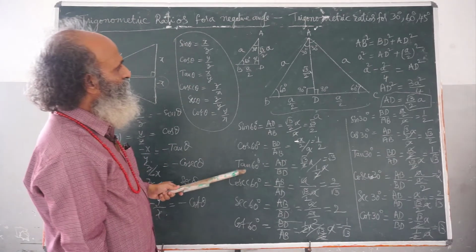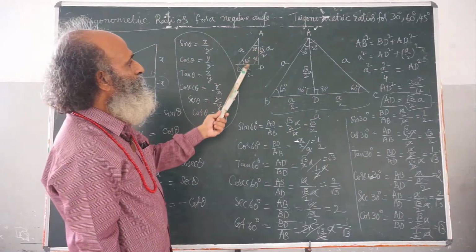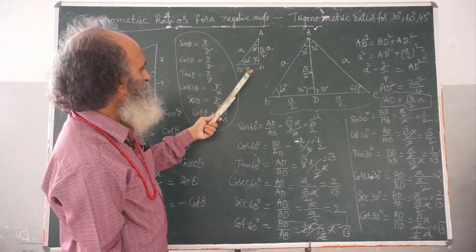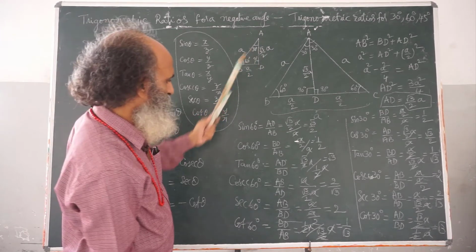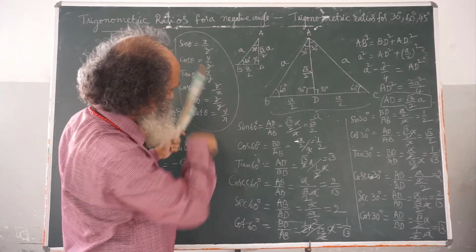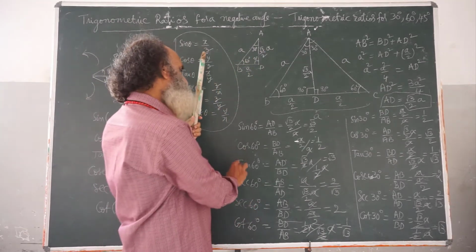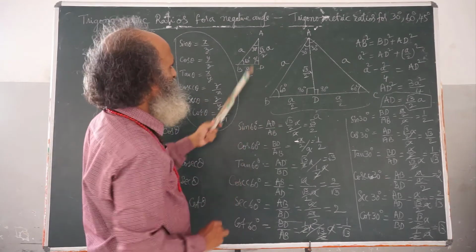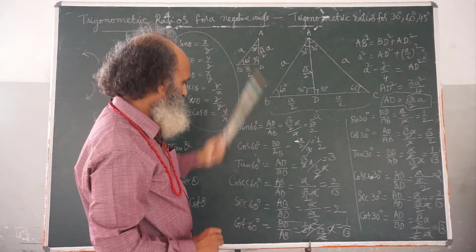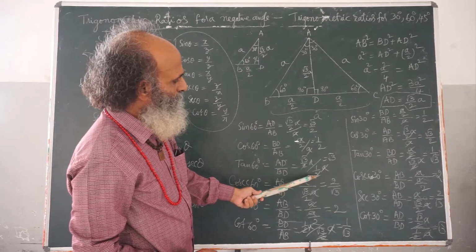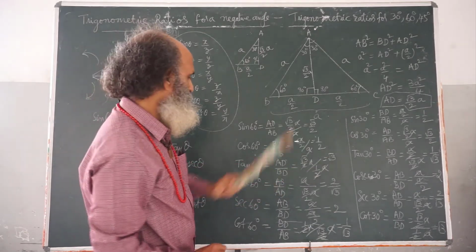Tan 60 is adjacent side by opposite side. Sorry, opposite side by adjacent side. So AD by BD, root 3 by 2A by 1 by 2A. 2 cancel, A cancel, root 3.